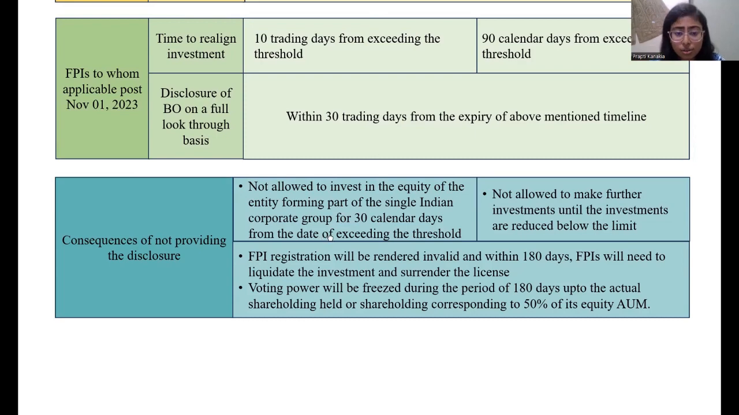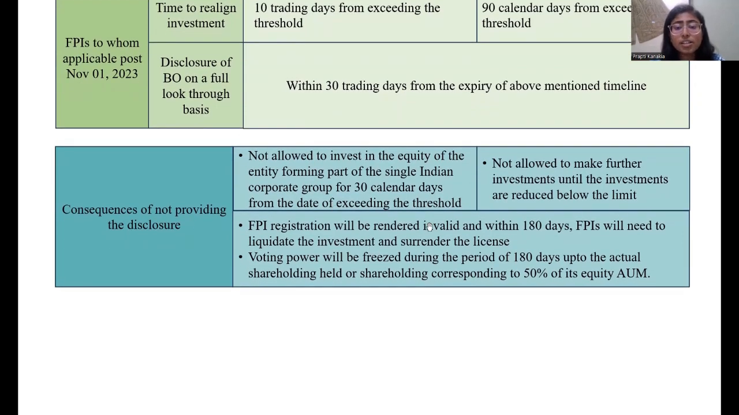Also, the FPIs will be required to surrender their license within 180 days. And within 180 days, this FPI registration will also become invalid. That means they will have to sell off all their investment and surrender the license to DDP. And during the period of these 180 days, the voting power of the FPI will be frozen. That is, the listed entity will have to ensure that the voting power of the FPI is frozen to the actual shareholding that corresponds to 50% of its equity AUM.